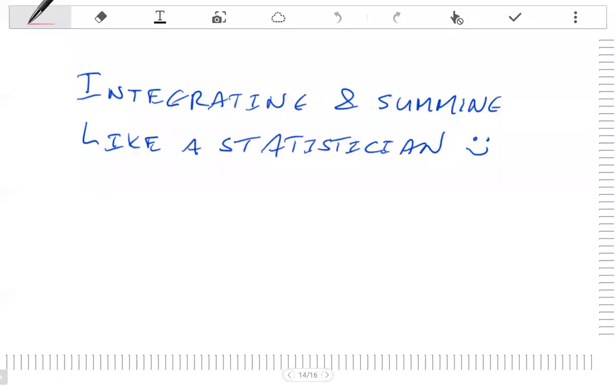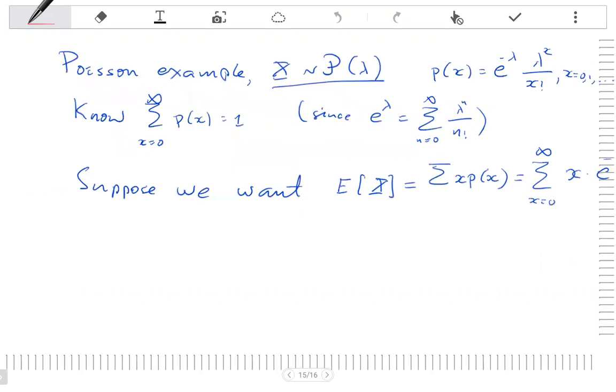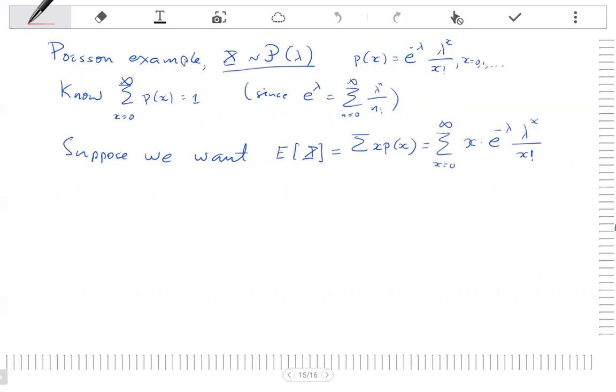I want to show you some tricks that are used in integration. And we can call that, if you like, integration like a statistician, or summing like a statistician. The trick involves simply recognizing the integrals or the sums as sums which we've already seen. So let's take two examples, and let's start with summation. So we're going to take a Poisson example.